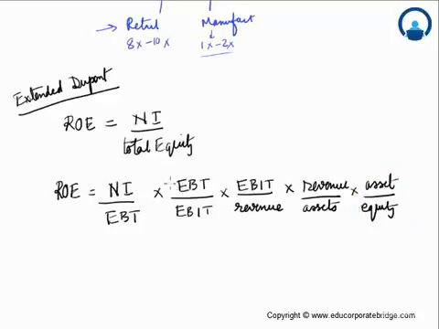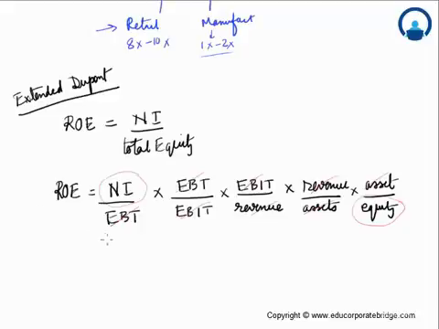So if you closely look at this formula, EBT will cancel out, EBIT and EBIT will cancel out, revenue and revenue get cancelled out, and assets get cancelled out. The only thing that remains in that case would be net income and equity. That would mean ROE. But why do we actually split this?